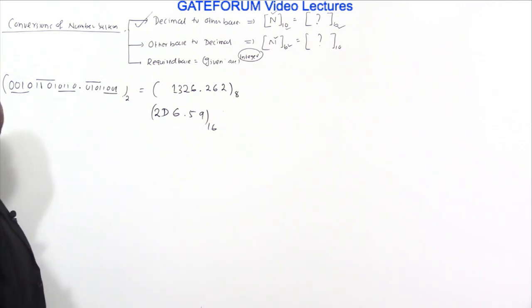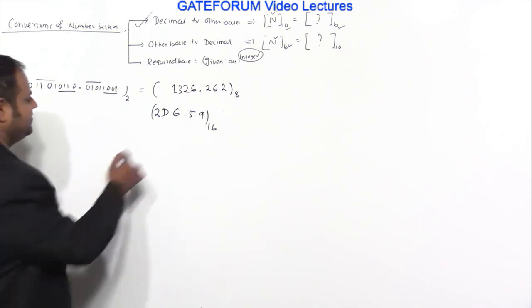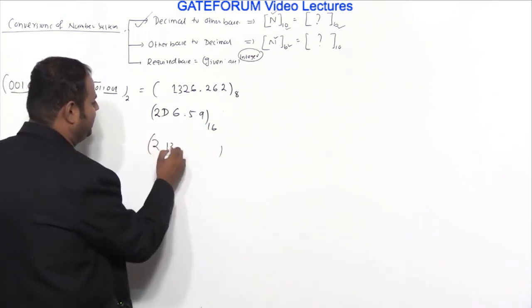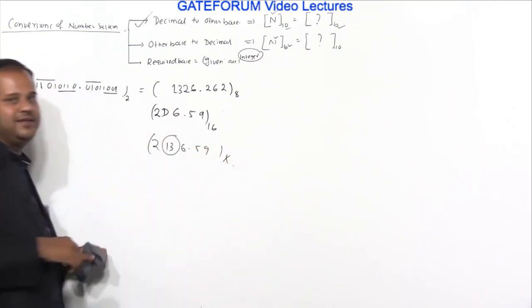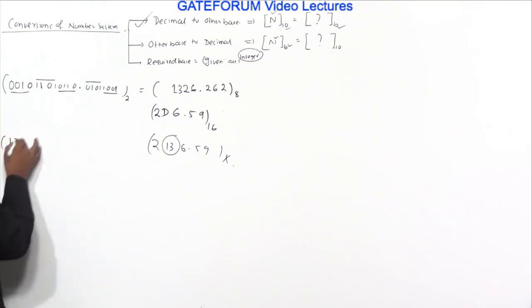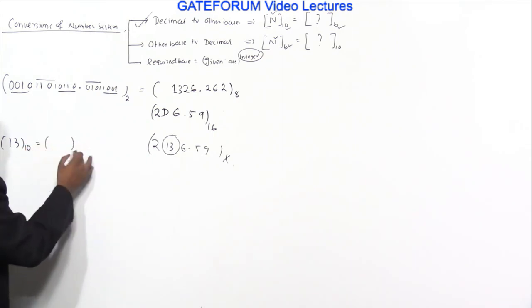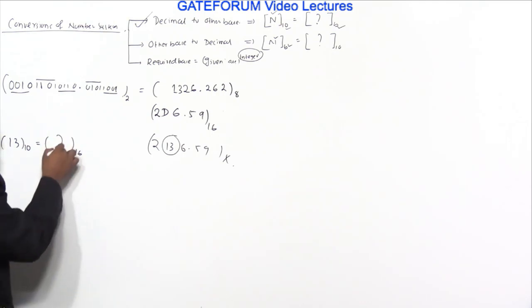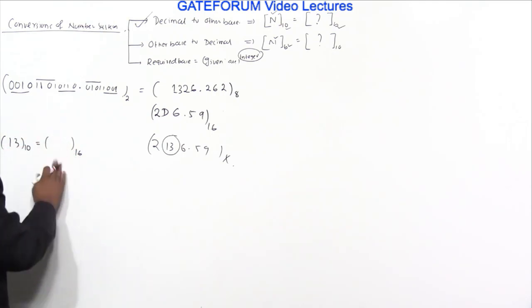Now you may ask, sir, why can you write D? Why have you not written 13? If I write 13, it becomes 2, 13, 6, 5, 9, which is not correct. So for 13 you have D. How is that? For example, if I say 13 in base 10, how much is this in base 16? So 13 in base 10 is treated as what, sir? This is D itself.